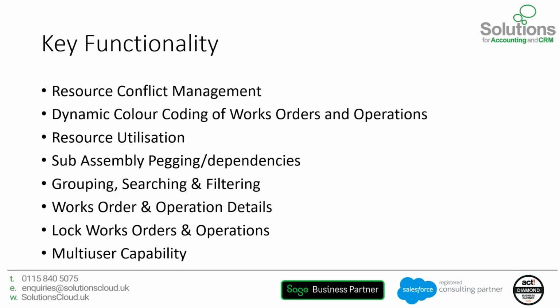So if I'm changing my schedule to say that a sub-assembly works order I'm producing, which was due to finish today, now won't finish till Thursday because I've made some changes, that will automatically move along to say any subsequent works orders that are using those sub-assembly parts can't start until Thursday, when this works order is finished.